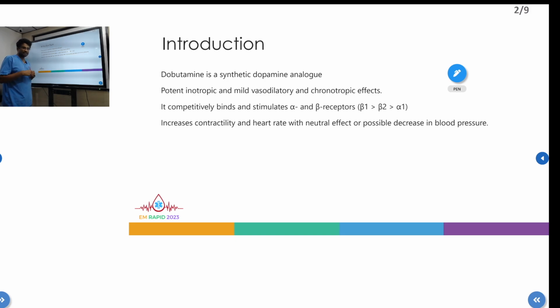Dobutamine increases the contractility and heart rate of patients, with a neutral effect or possible decrease in BP and very little chance of hypertension. The action is through various receptors, like beta 1, beta 2 and alpha 1. The main action of Dobutamine is on the beta 1 receptor, where it increases the contractility.